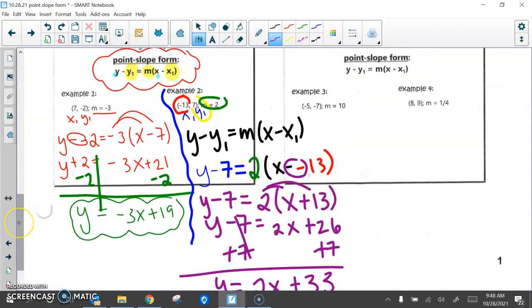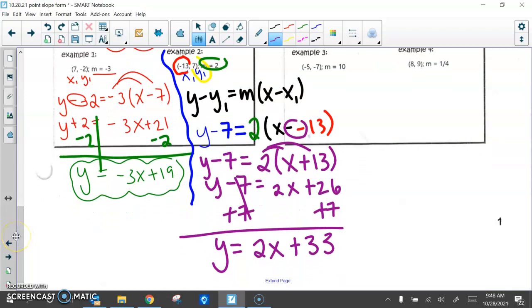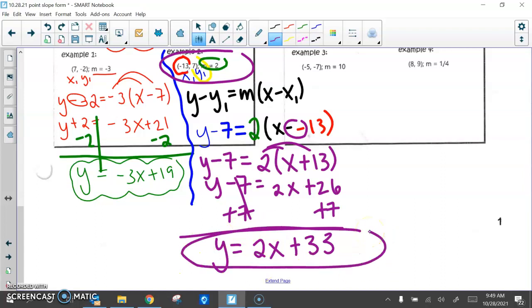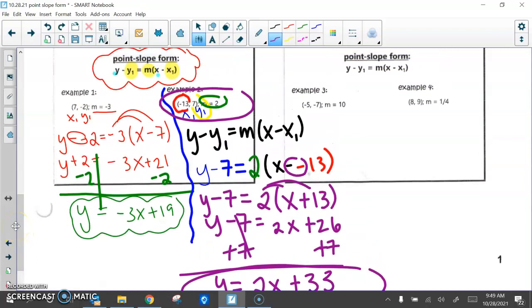So this was all example number 2. Given this point and that slope, I was able to find the equation of that line. Okay, you guys go ahead and try example number 3. You try example number 3. And then if you're feeling up to it, also try example number 4.